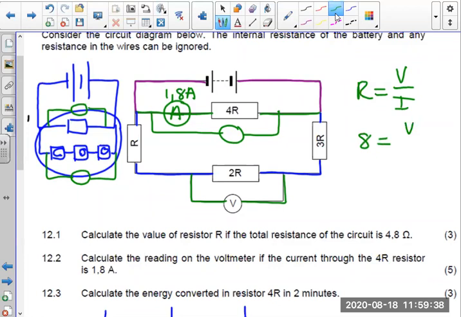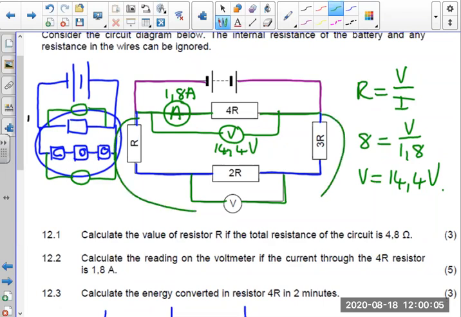I want the voltmeter reading, and the current is 1.8. Then I say 1.8 times 8, and I get a voltmeter reading of 14.4 volts. Okay, so this would be the voltmeter reading. This one is 14.4 volts, as you can see it there, over the 4R. So it means that the total voltage over all three of these resistances is 14.4.